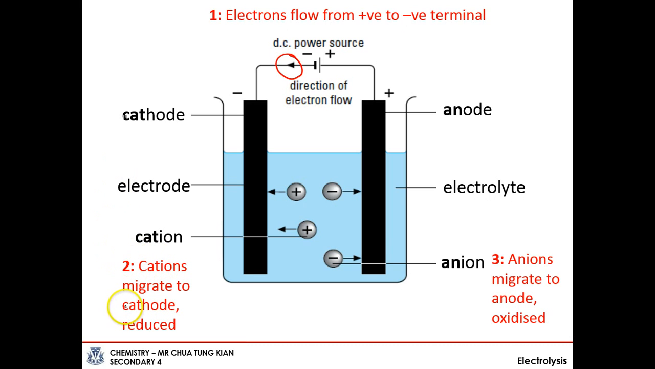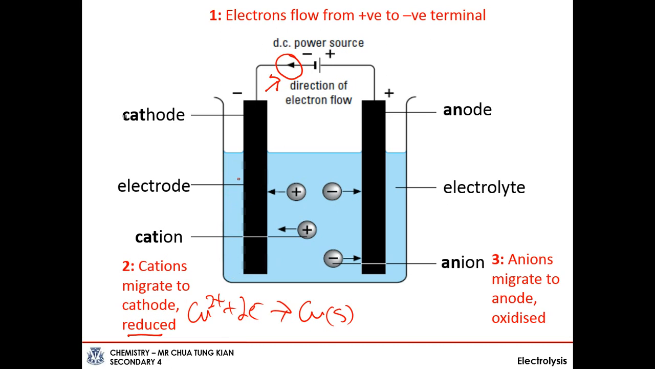Cations migrate to the cathode. They receive electrons from the power source, and as a result, they are reduced. So let's take, for example, the cation in this case is, let's say it is Cu2+. So Cu2+ receives electrons and it becomes reduced to give you copper solid. And this copper will be deposited around the electrode here.